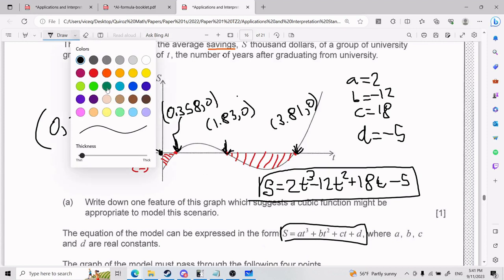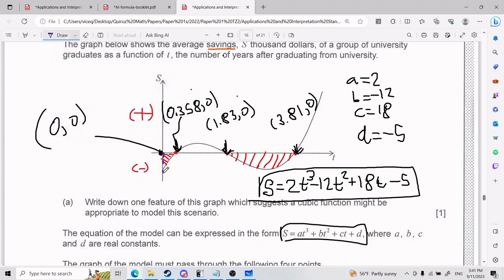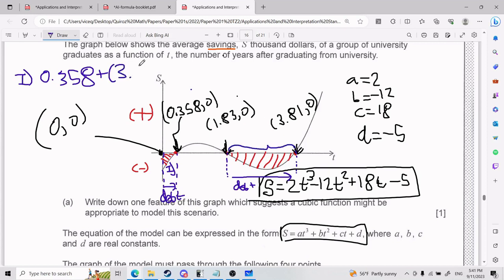All right, so basically from here to here, he was in debt. And from here to here, he was also in debt. That means that he was in debt initially, right? For this first part, he was in debt for 0.358 years. And then he was in debt for this distance here, right? I'm going to go ahead and do 3.81 minus 1.83.